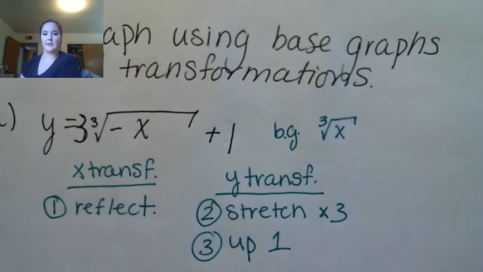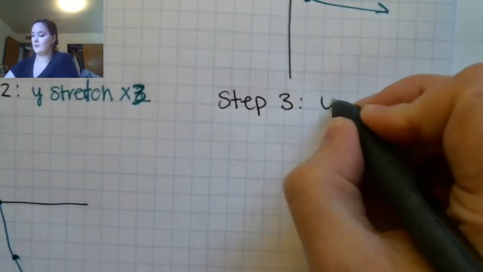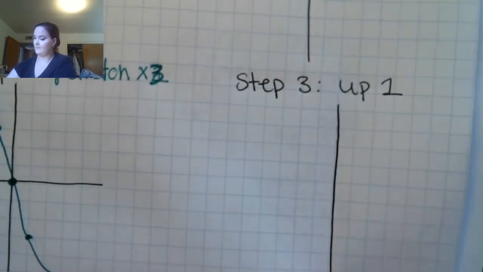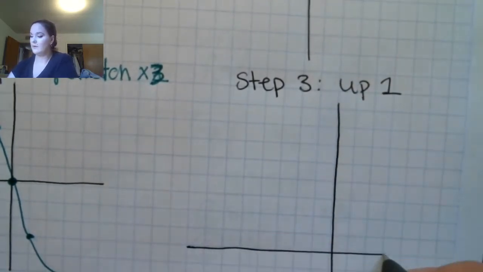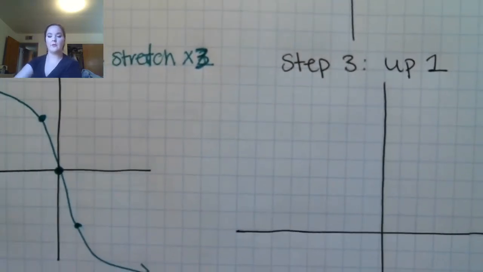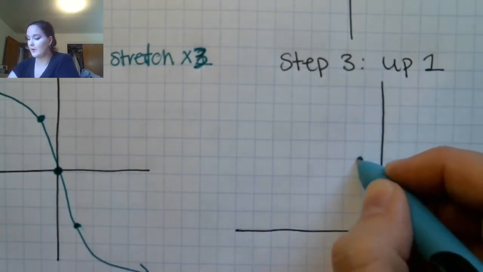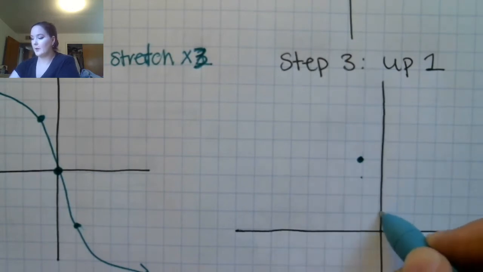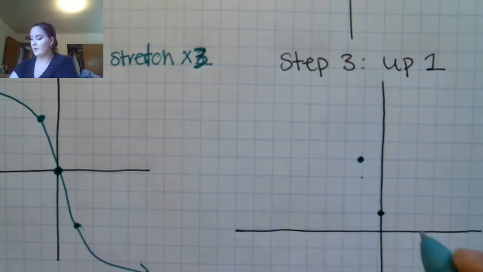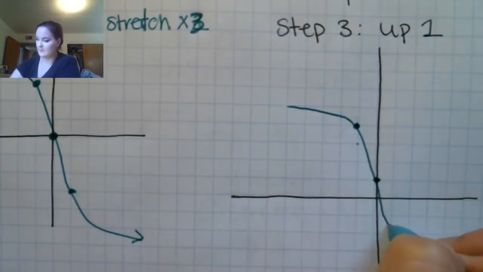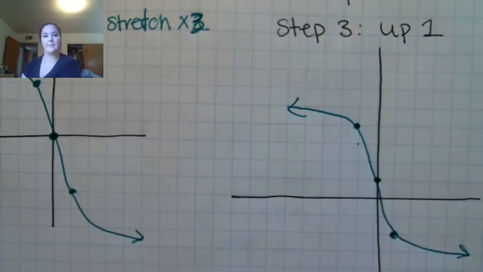Then let's look at our last transformation. That was move it up 1. So let's look at that. I'm going to move all of my key points up 1. My old key point was here, I'm going to move it up 1. My old key point was here, I'm going to move it up 1. My old key point was here, I'm going to move it up 1. And then I'm going to draw in the shape of my graph, like that.